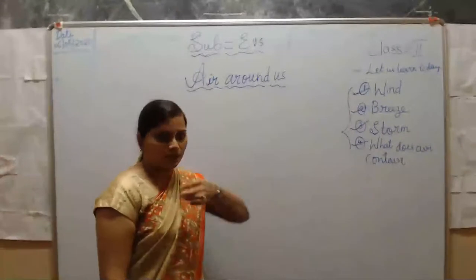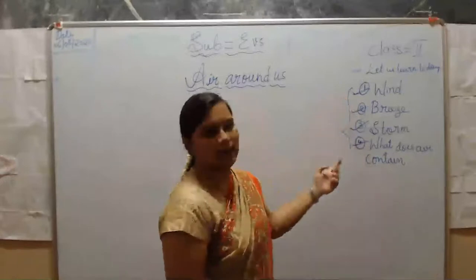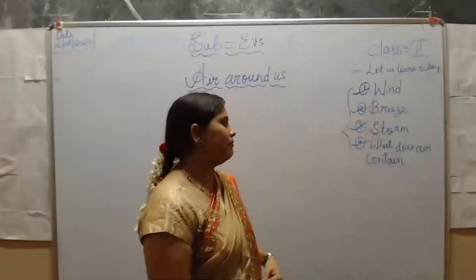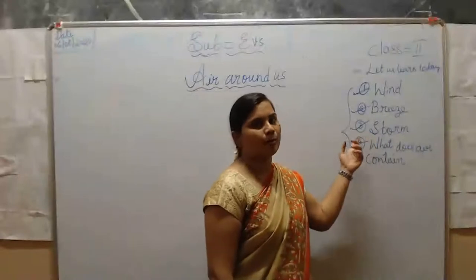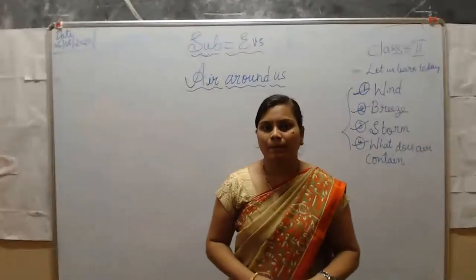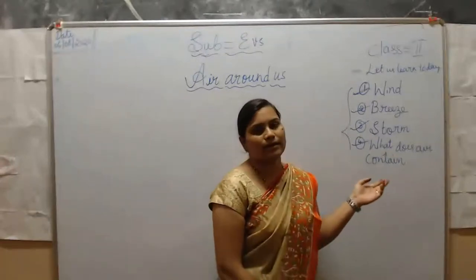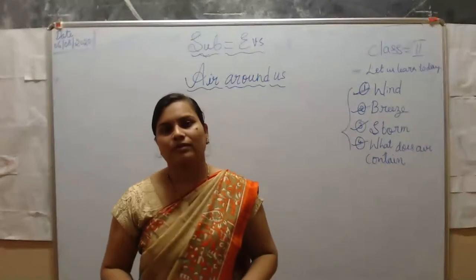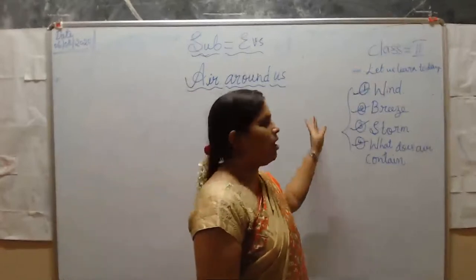Okay students, points to remember in today's lesson. What do you mean by wind? Wind is moving air. Next is breeze. Breeze means a gentle or slow wind. We enjoy a cool breeze. Next, what do you mean by storm? Storm is a fast, powerful blowing wind. It harms our homes, plants, everything. It is harmful to us. Next, what does air contain? Air contains water vapor, smoke, dust and germs. Okay students, remember all these points.